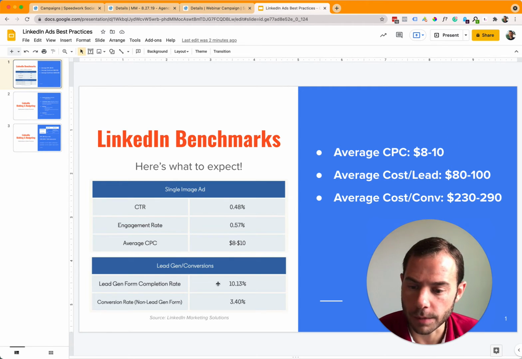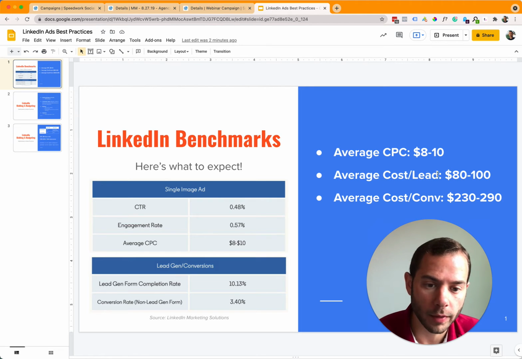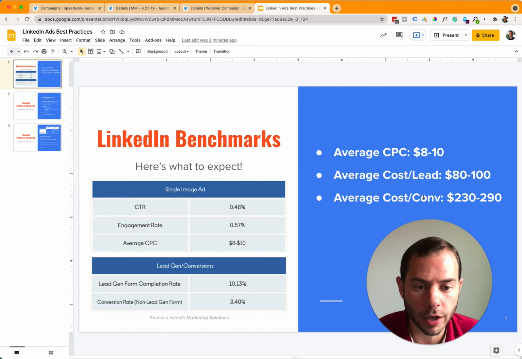These are some metrics that LinkedIn publishes. The average completion rate over here for lead forms is about 10%. The average conversion rate for not lead forms is about 3%. So this gives you some average metrics: your average cost per lead can be in the $80 to $100 range. And then your average cost per conversion on a website, if someone's going to a website to fill in a form, that might be in the $230 to $290 range.